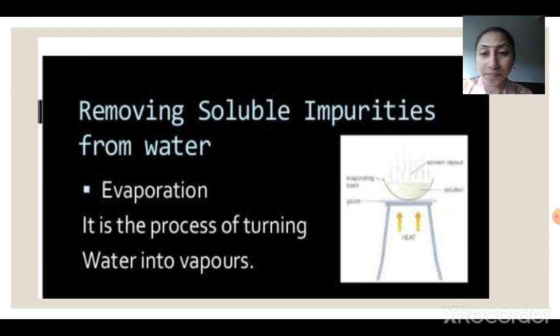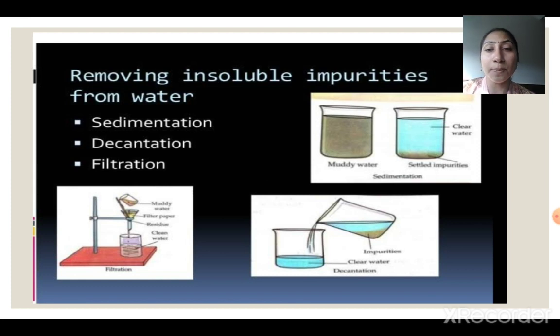Then comes removing insoluble impurities from water. First one is sedimentation. What is sedimentation, decantation and filtration? These three terms we are going to read here. Sedimentation is a process in which the impurities get settled down. You can see in the first picture, muddy water and the impurities, the mud or the sand, gets settled down. And in decantation, we pour the clean water into another container without disturbing the sediments, without disturbing the impurities, that is decantation.